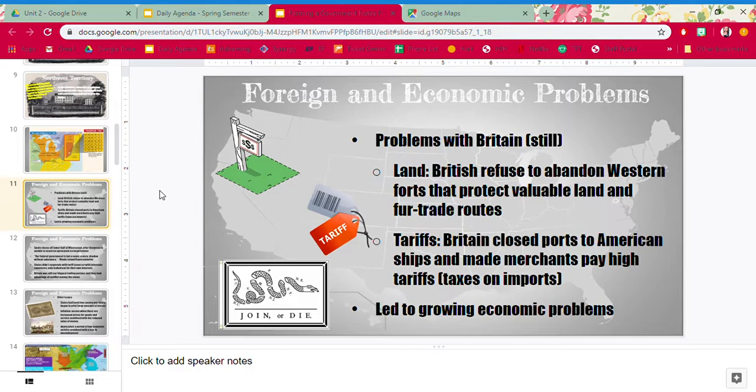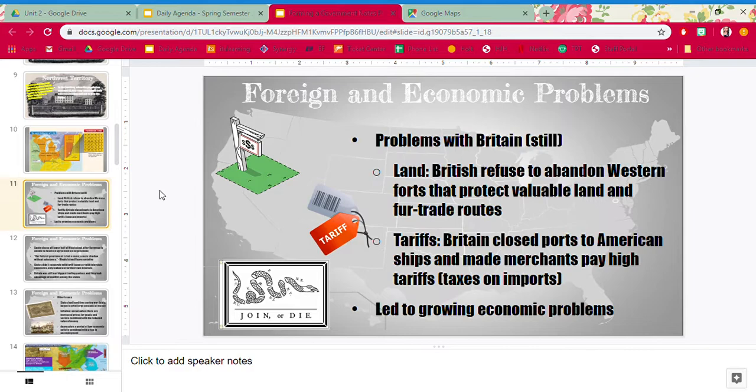One, the British refused to leave some of the forts out in the west that protected valuable land and fur trade routes. So we asked them to leave. They didn't, right? Threatened them, didn't move. So what are you going to do, right? Are we going to go to war over them refusing to leave these forts? So there's issues with getting the British off of our lands. They don't want to leave.